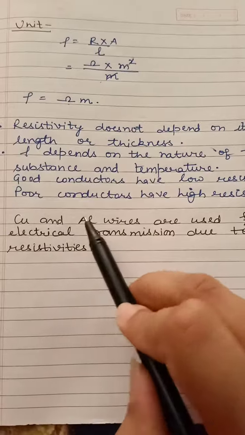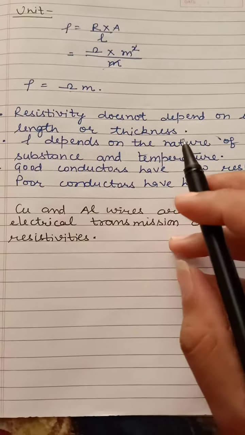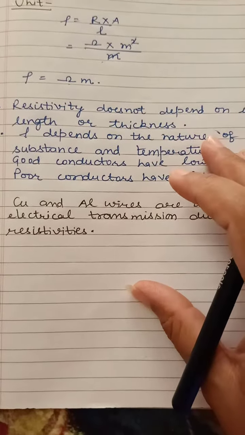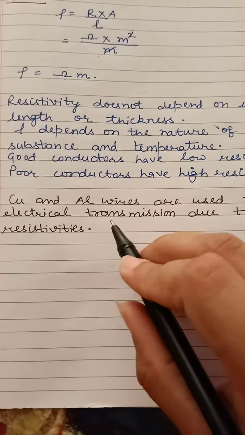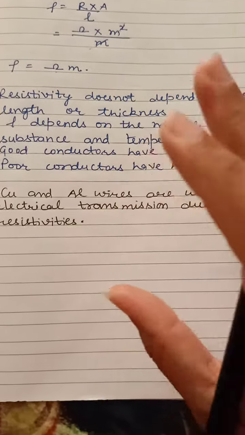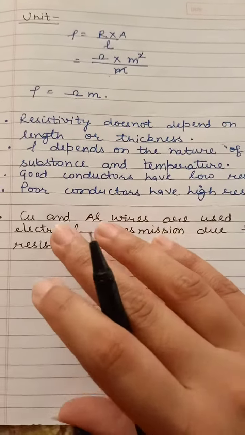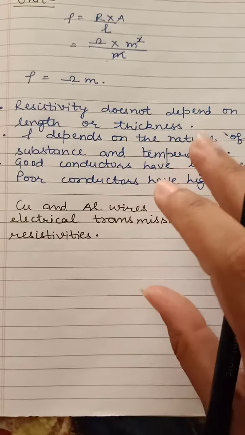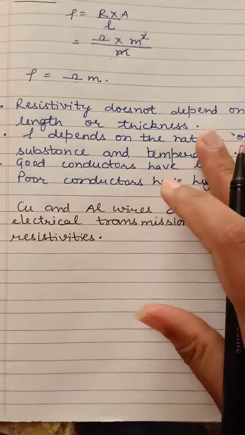But from copper and aluminium, silver is a very good conductor, or we can say the best conductor of electricity, but we are not using silver for electrical transmission due to its high cost. So this is all about the topic resistance and resistivity. In the next video we will discuss the numericals of the resistance and resistivity.